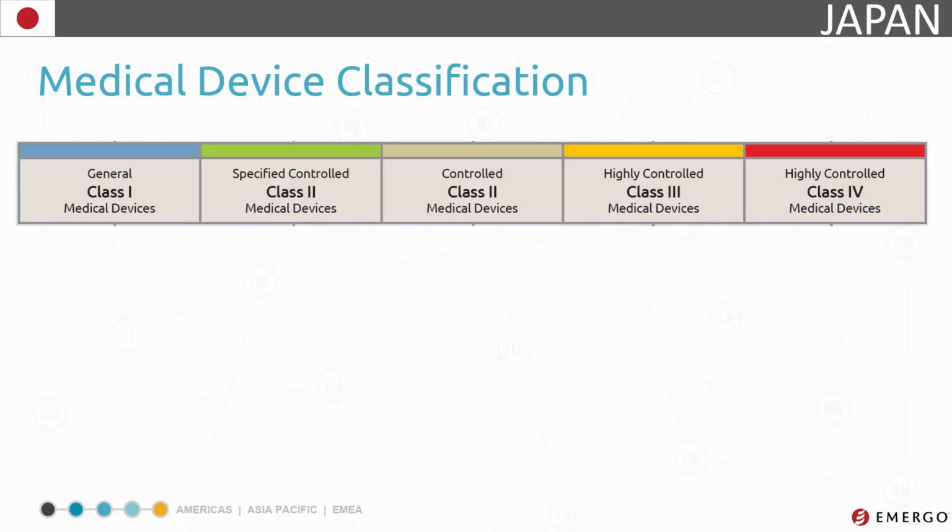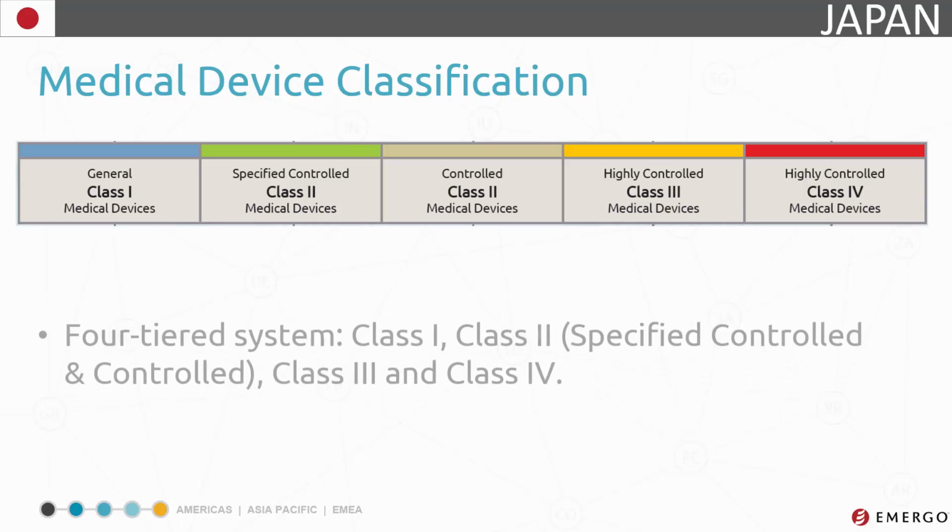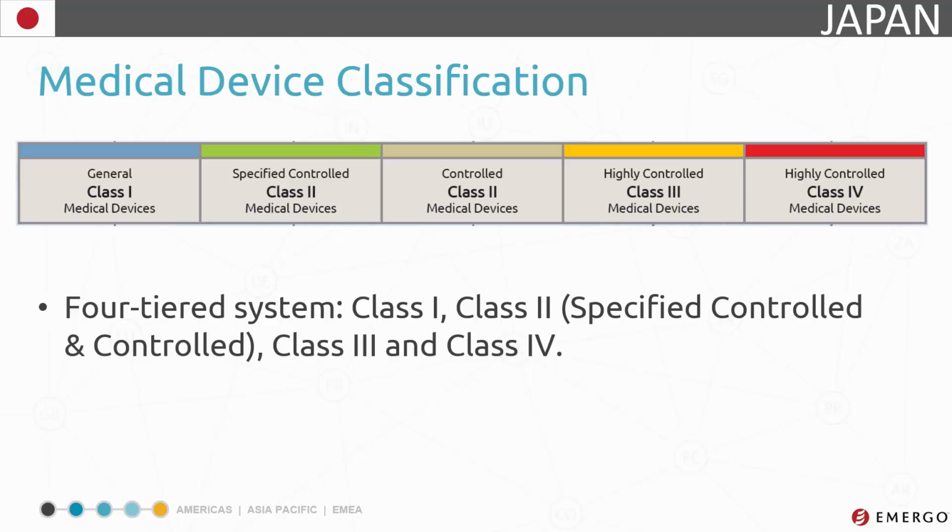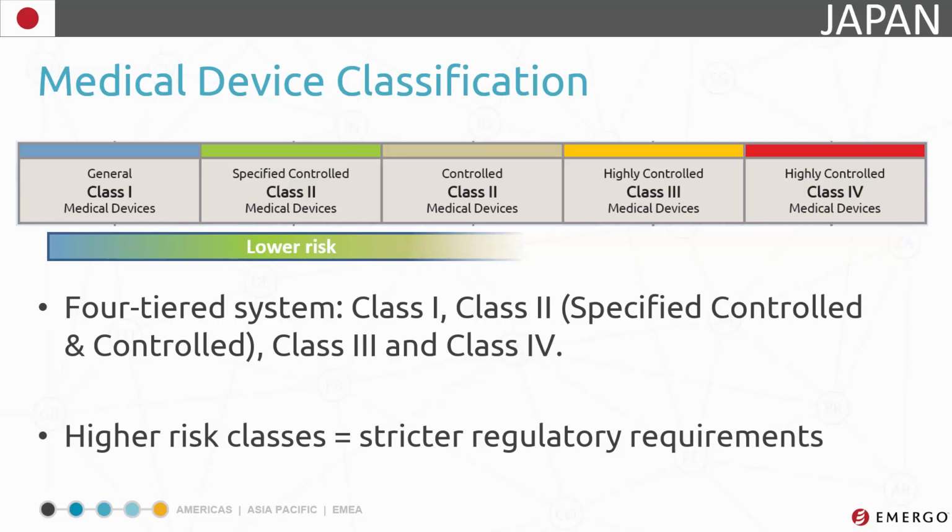Japan recognizes 5 device classifications. Class 1 for general medical devices, 2 branches of Class 2 devices, one for specified controlled devices and the other for controlled devices, Class 3 for specified highly controlled devices, and Class 4 also for highly controlled devices. The higher the risk, the higher the device classification. The higher the classification, the more stringent the regulatory requirements.